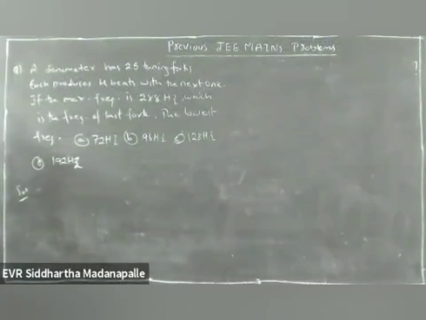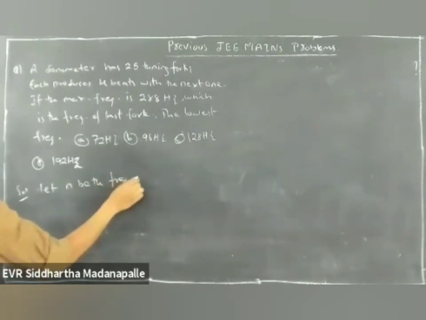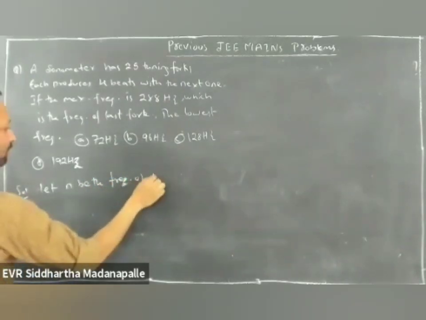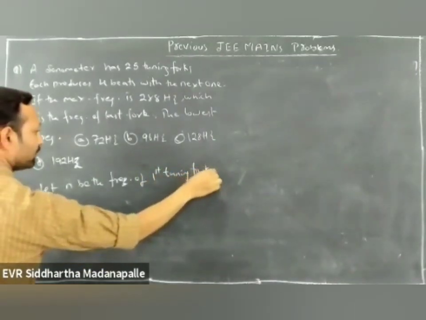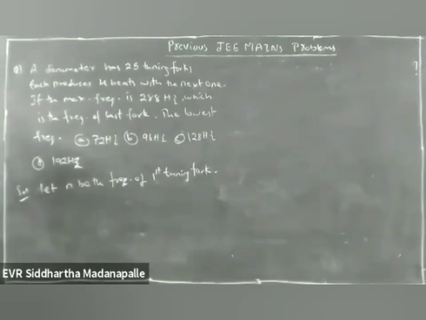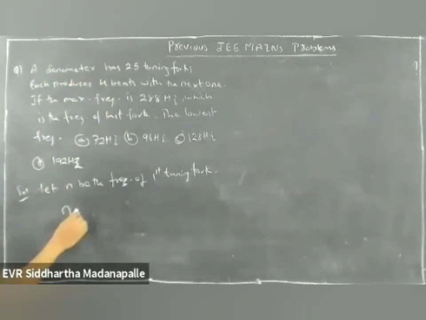Let us consider n to be the frequency of the first tuning fork. The second tuning fork produces 4 beats with it, so its frequency is n plus 4. Then the difference becomes 4. Understood?